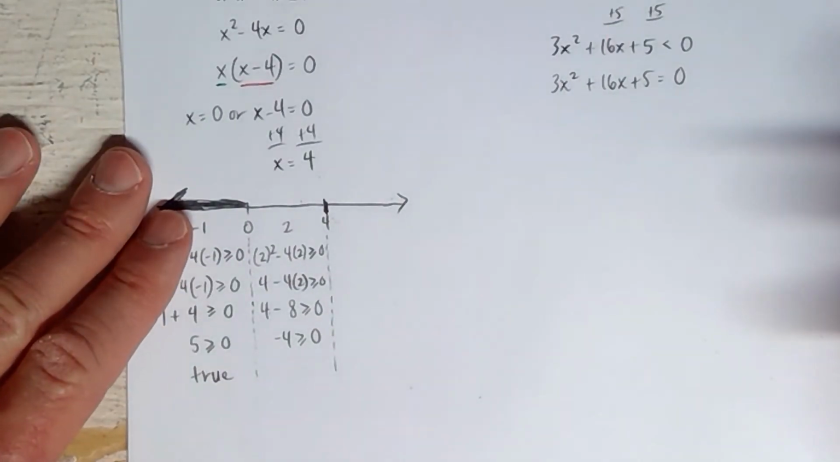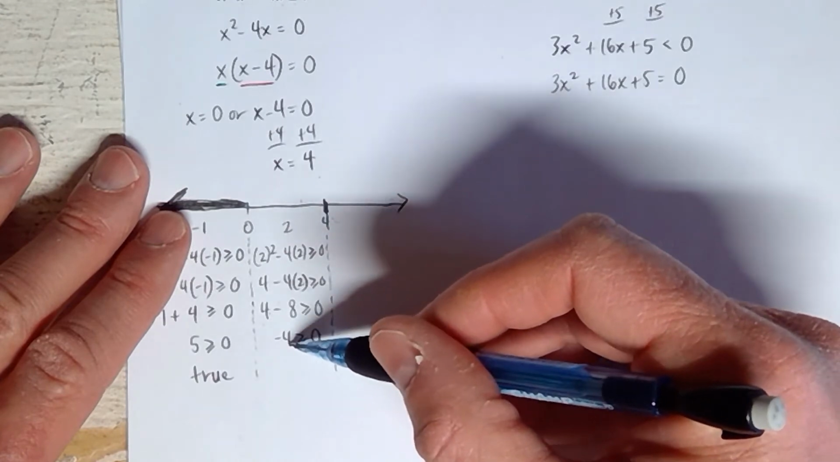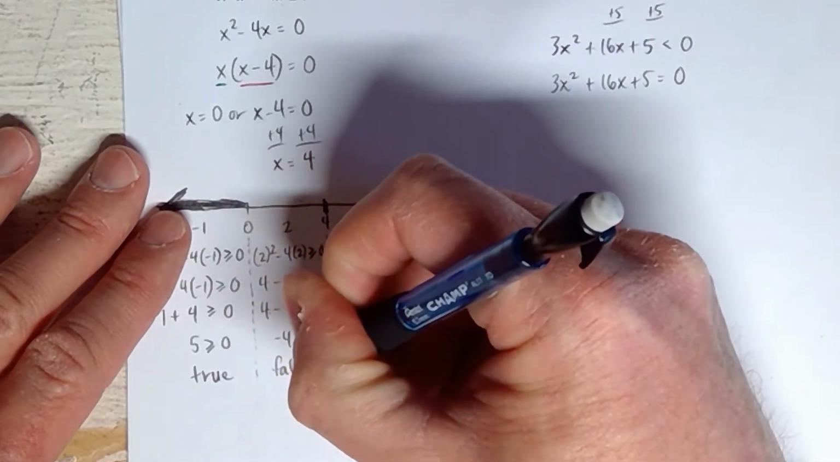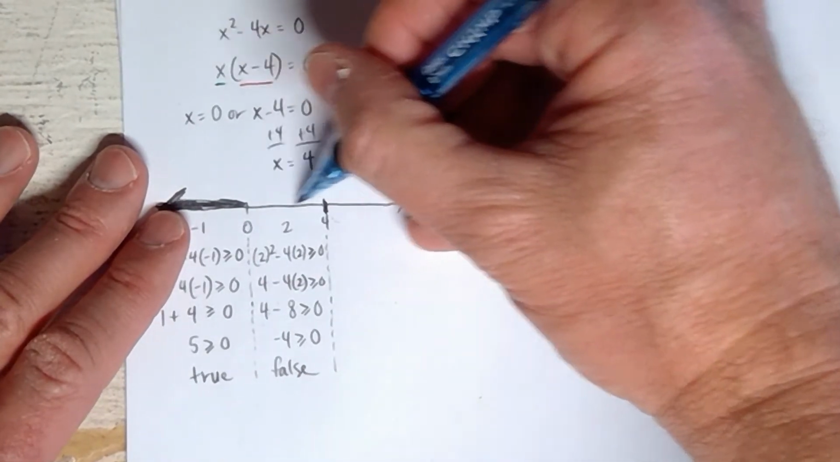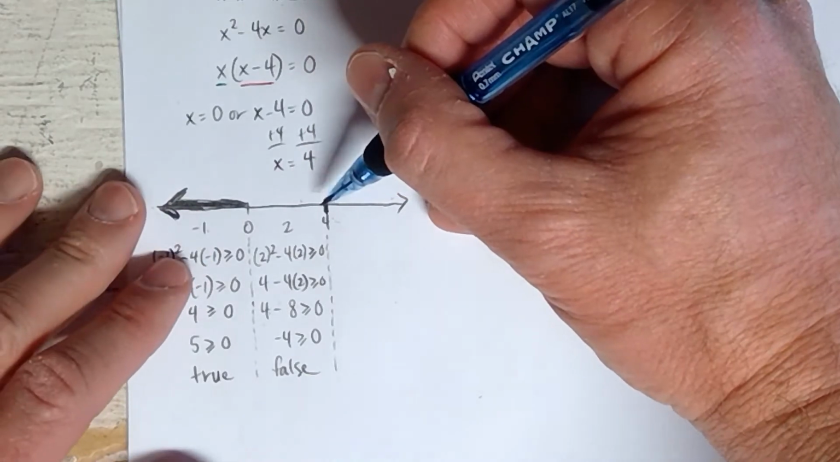Okay. And is that true or false? Well, as it turns out, negative 4 is less than 0, so it's not greater than or equal to 0, is it? So that's false. Since it's false, we don't shade it. If it's true, you shade it. If it's false, you leave it blank. Let's do one more here.